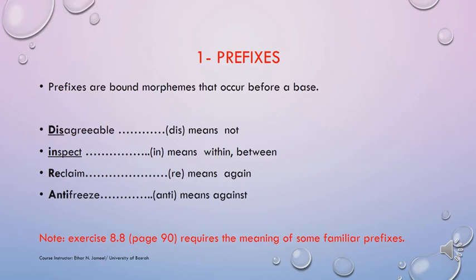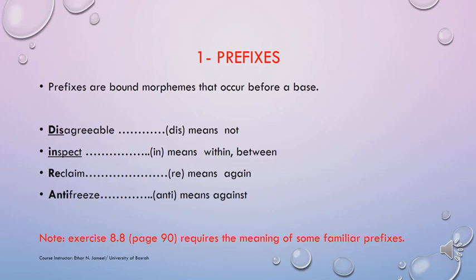The second word is inspect. It consists of two morphemes, in and spect. Neither of these two morphemes is a free morpheme. In is a bound morpheme. It cannot be uttered alone with meaning. Don't mix in with in as a preposition like in the garden. That in is different from this in. This in comes with bases. It is attached to bases. We identify it with bases. So, in is a bound morpheme and it has meaning. It means within or between.